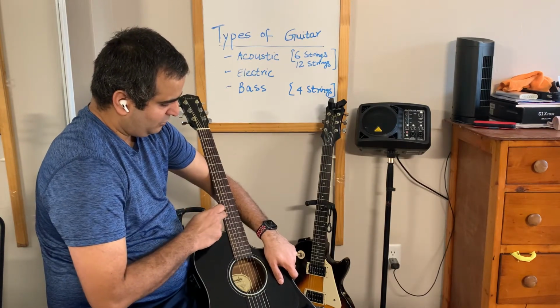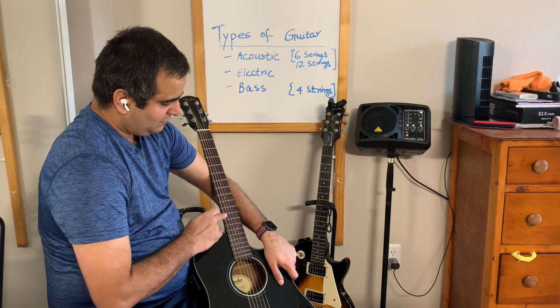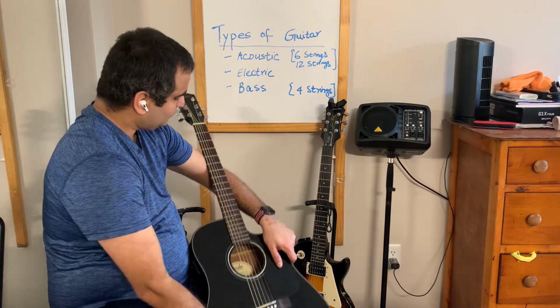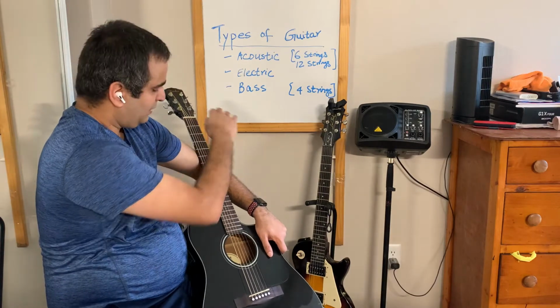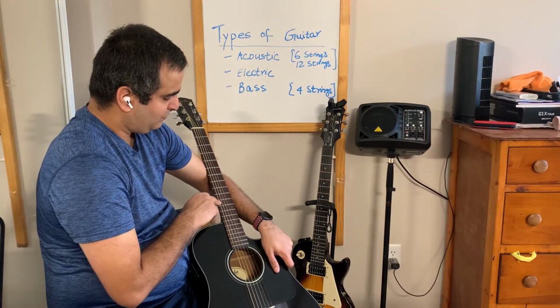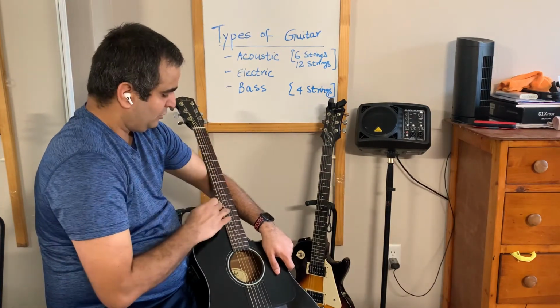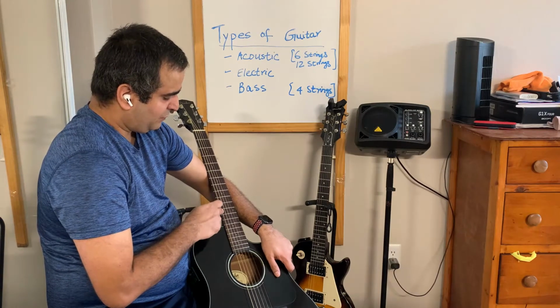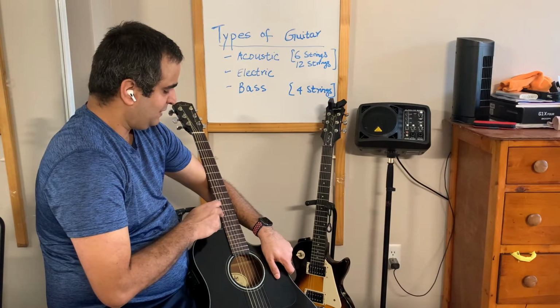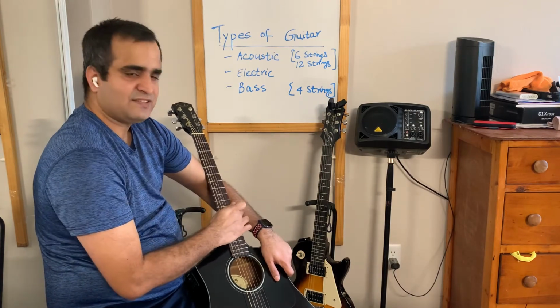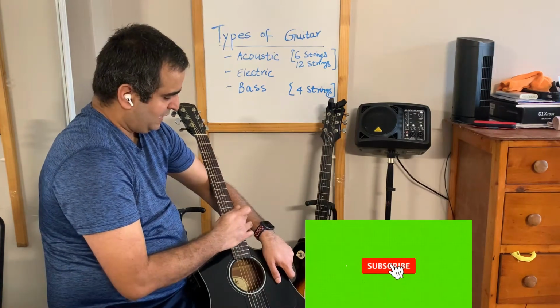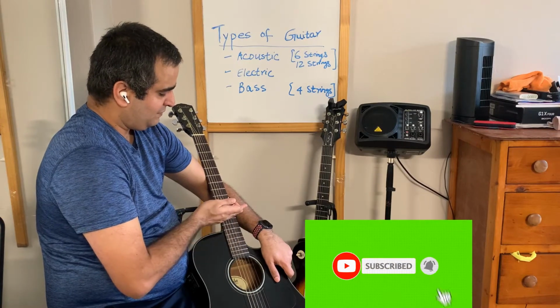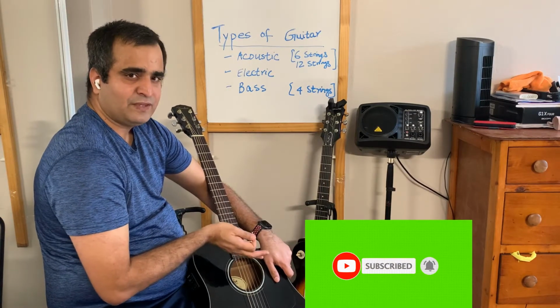Why do you see 2 markers on the 12th? The reason being, from the nut till the 11th fret, I have the notes here. On the 12th fret, the notes are basically the same. The only thing is it repeats.